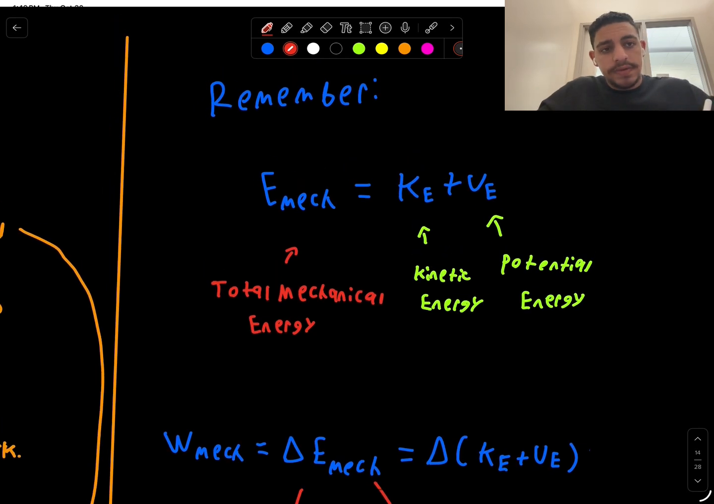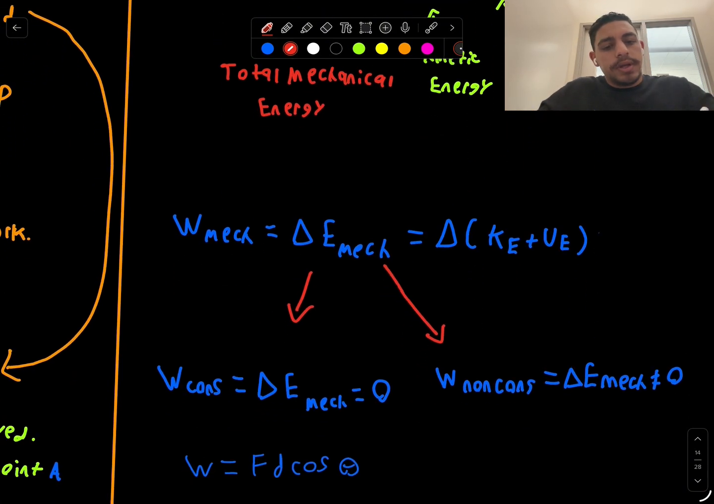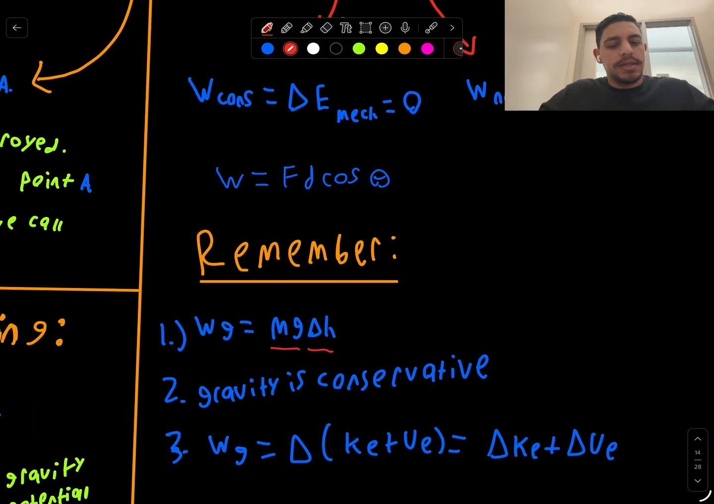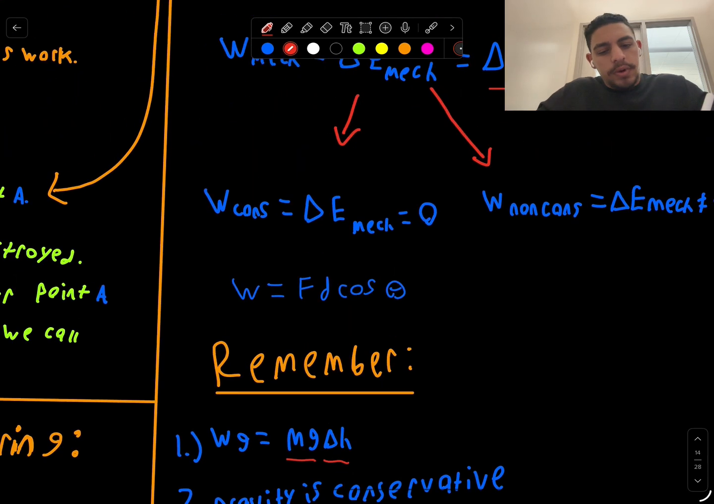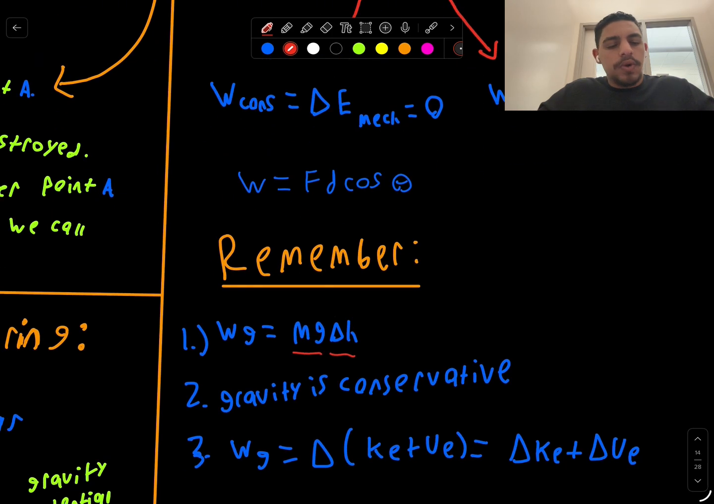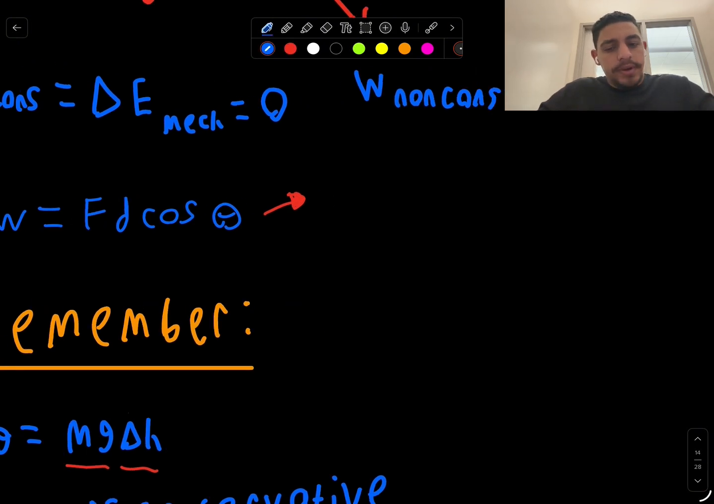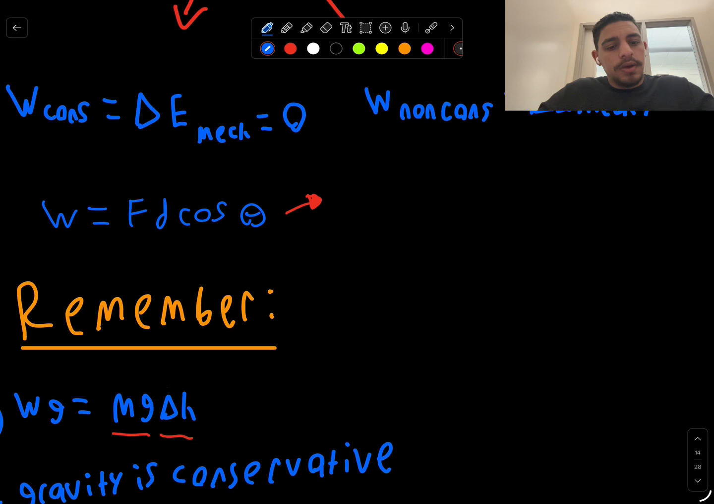Remember, total mechanical energy of a system is equal to its kinetic energy plus its potential energy. And the work of a mechanical system is equal to the change in mechanical energy, which again is equal to the change in kinetic energy plus the change in potential energy. If you go back to work equal to force times distance times cosine of theta, what is the force in this case? The force is gravity, which we call mg.